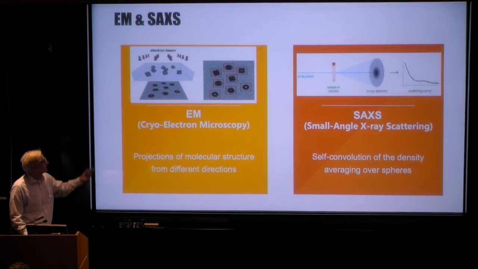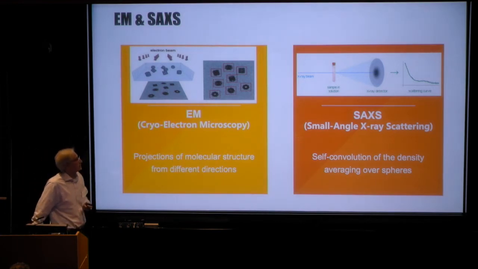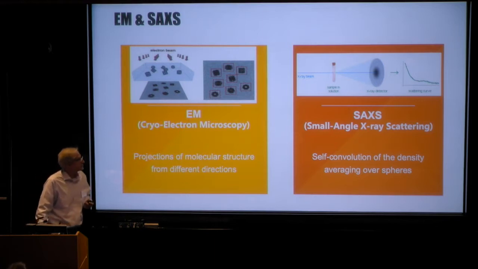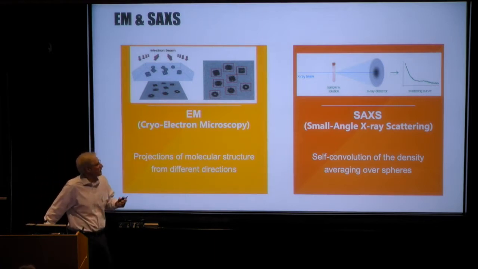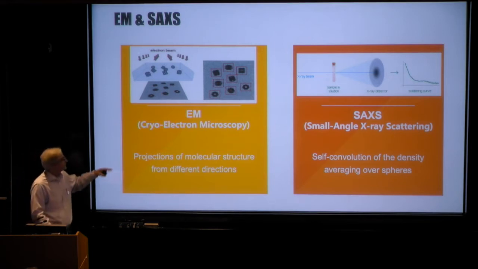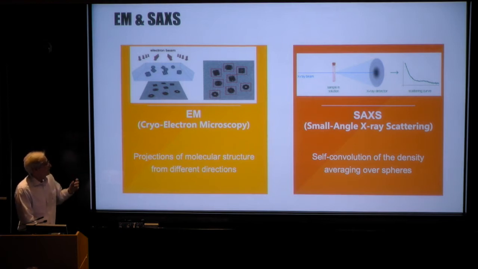So this audience doesn't need any tutorial on EM. We have projection images through various directions. In small angle X-ray scattering, you have particles or structures in solution. It's an X-ray method rather than an electron beam method. The solution conditions could be quite different than the conditions prior to vitrification in EM.